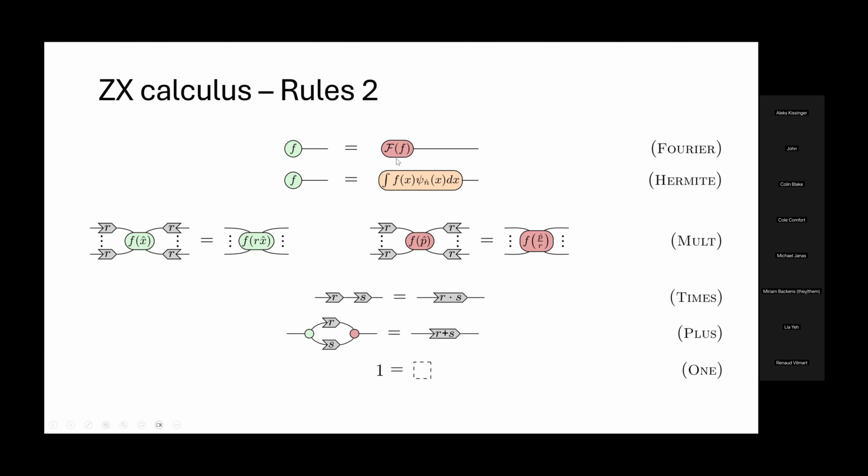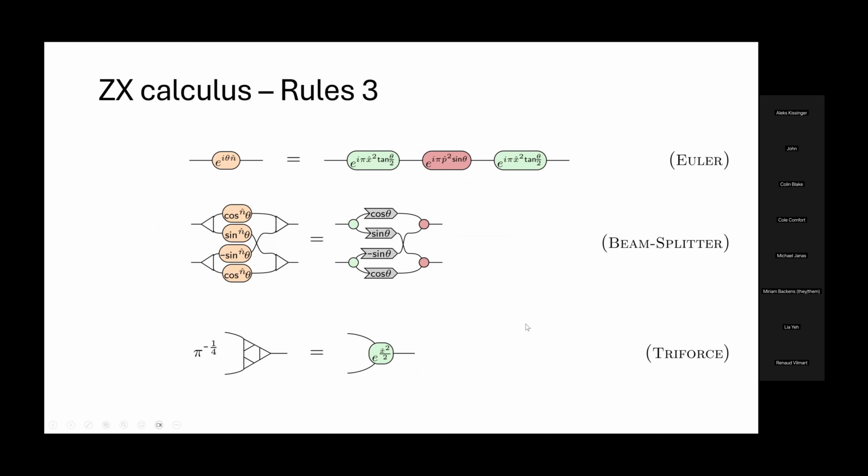Yeah, and also this works backwards. So I can go from the X spider to the Z spider by applying the inverse Fourier transform, and the Fock spider to the Z spider by applying the inverse Hermite transform. And here are some rules for the multipliers and the scalar. Next rule is the Euler decomposition of the rotation. So if I have a rotation, e to the i theta, it can be represented as green, red, green.